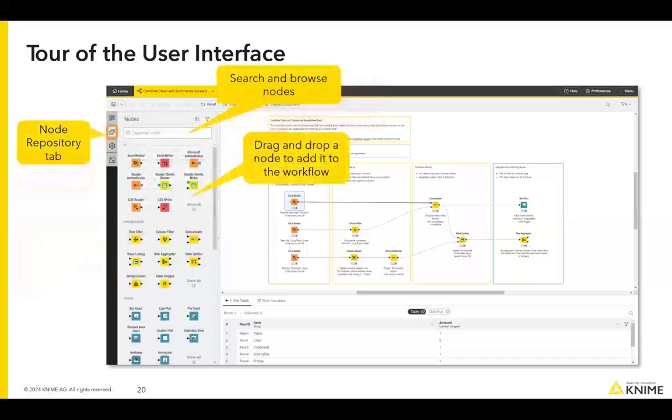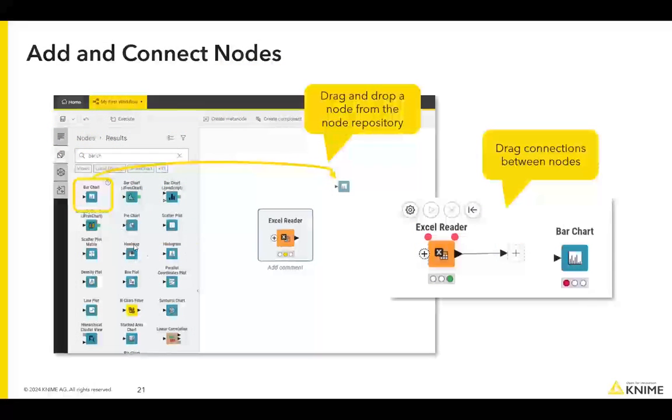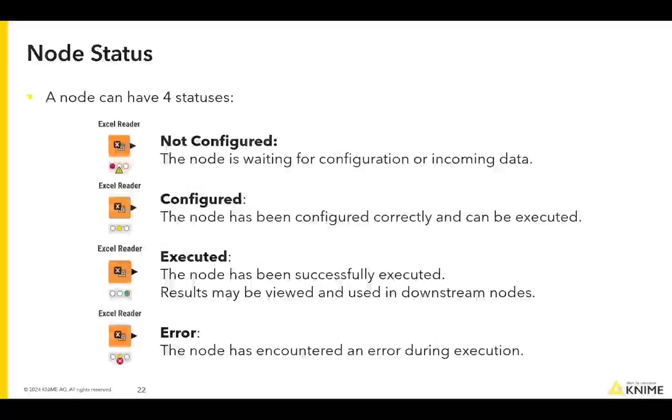Okay, the next one is very important. It's called Node Repository tab, and this is the tab where you will take your nodes from to use them in your workflow. You can drag and drop them directly from the node repository to your workflow. And then you need to connect nodes to each other by dragging the connection from one node to another. So as I said, each node has a status, and there are 4 of them.